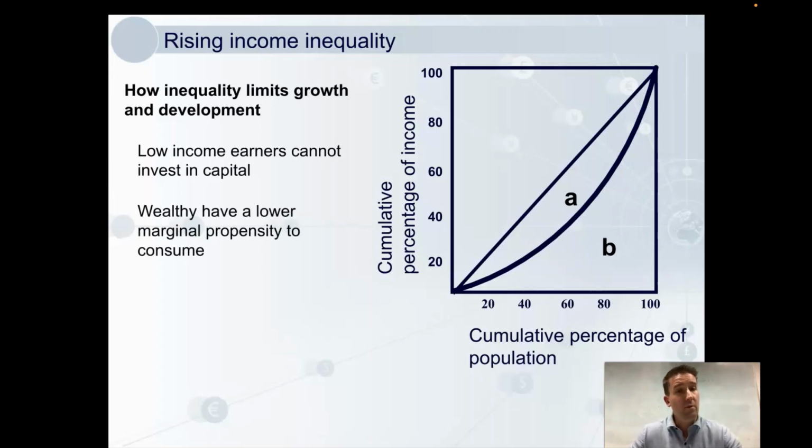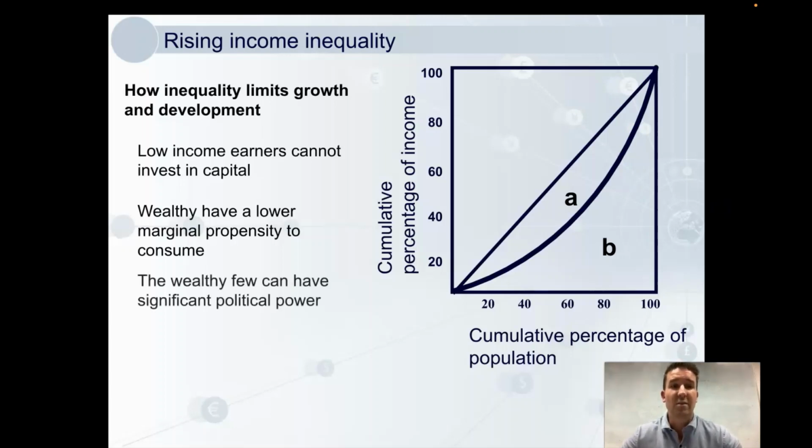The wealthy few make a lot of the incomes, but they have a low marginal propensity to consume. So they might save a lot, or they might more likely spend on imports, which are likely to be the luxury goods that the wealthy can afford, and in these undeveloped countries, those luxury goods tend to be in the form of imports. We've also found that the wealthy few can have significant political power, and that tends not to be good for development outcomes.